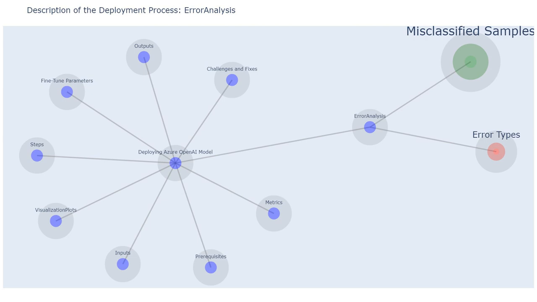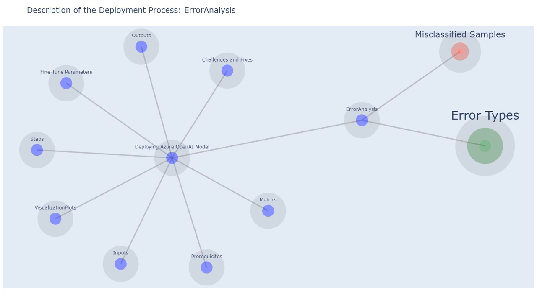Misclassified samples. This refers to the data points that the model incorrectly predicted during evaluation. Analyzing these samples can help identify areas where the model struggles and inform further improvements.